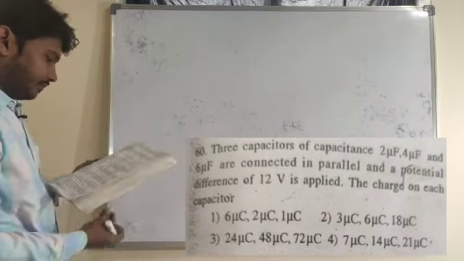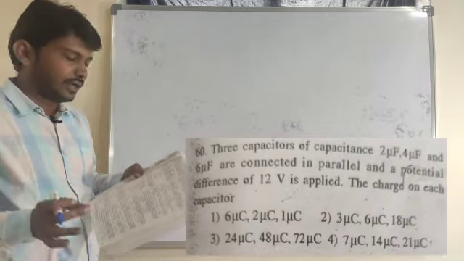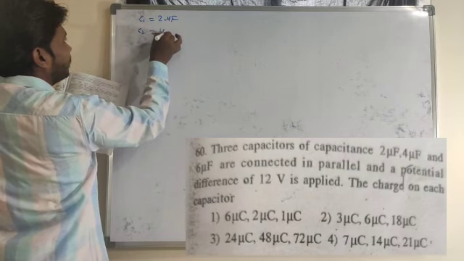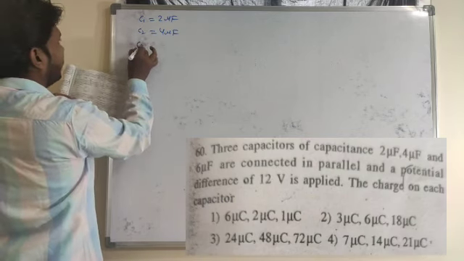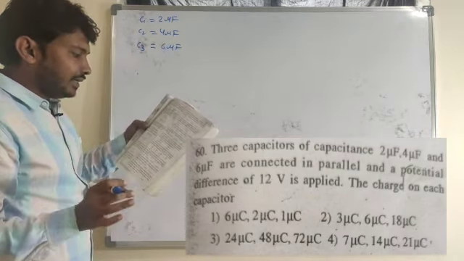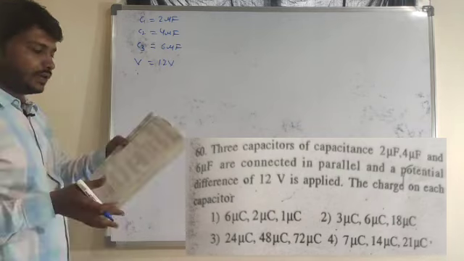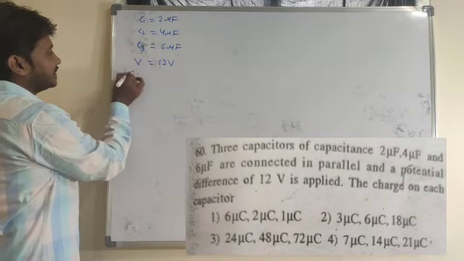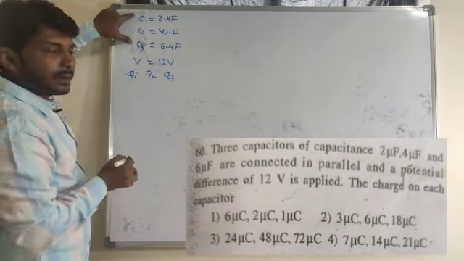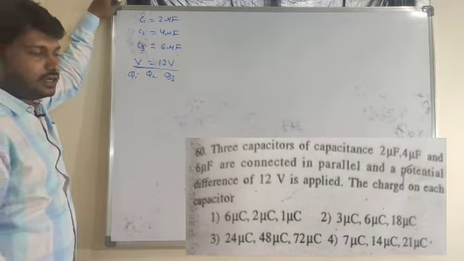Three capacitors of capacitance 2 microfarad, 4 microfarad and 6 microfarad are connected in parallel across a potential difference of 12 volt. So V is equal to 12 volt. Then the charge on each capacitor, that is, Q1, Q2 and Q3 values, I need to find out. These capacitors are connected in parallel combination, and in parallel combination the potential difference remains the same.